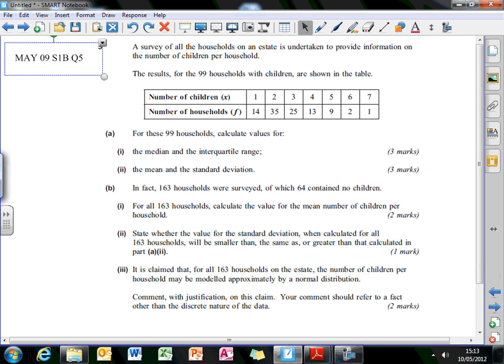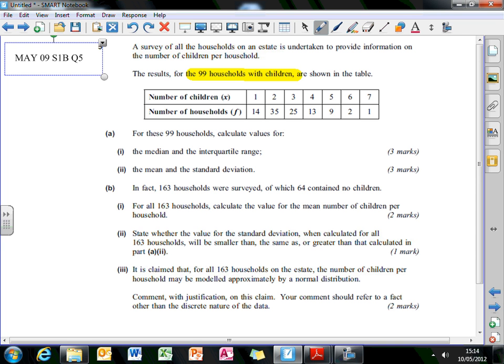Okay, so question 5, a survey on households undertaken to provide information on the number of children per household. So there were 99 households with children, 99 households. That's important. So for all these 99 households, calculate the values for the median.